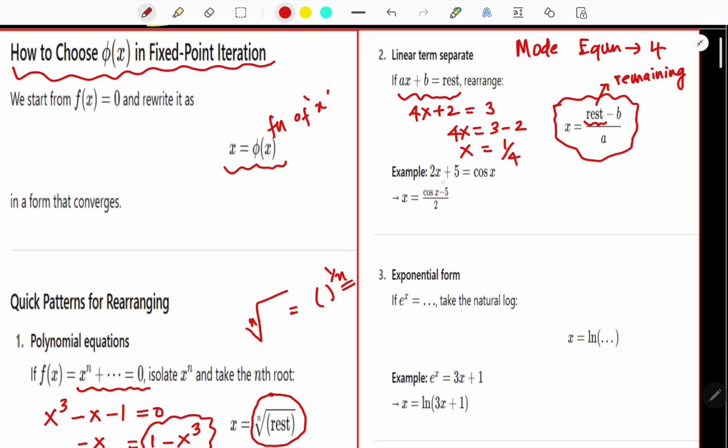Take an example. 2x plus 5 is equal to cosine x. So 2x is equal to what? Cosine x minus 5. This is the rest. So divide by 2, divide by 2.